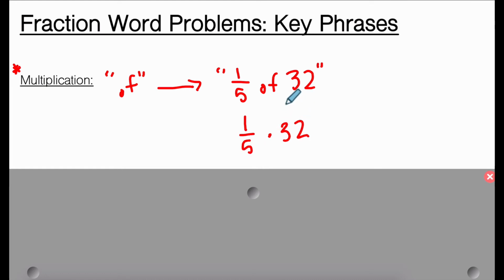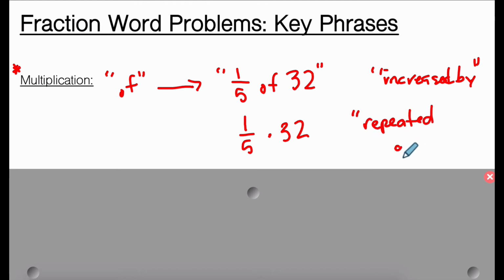Now there's a couple other things that could mean multiply. You might see something that is "increased by." So if something's increased by something, that might mean multiply. I'm also going to give another one that's not a word, but a concept. If you're reading a problem and you think to yourself, I could solve this using repeated addition, meaning I could just keep adding the same number over and over again, another way to solve that is to multiply. We can look at an example of that in this video, actually.